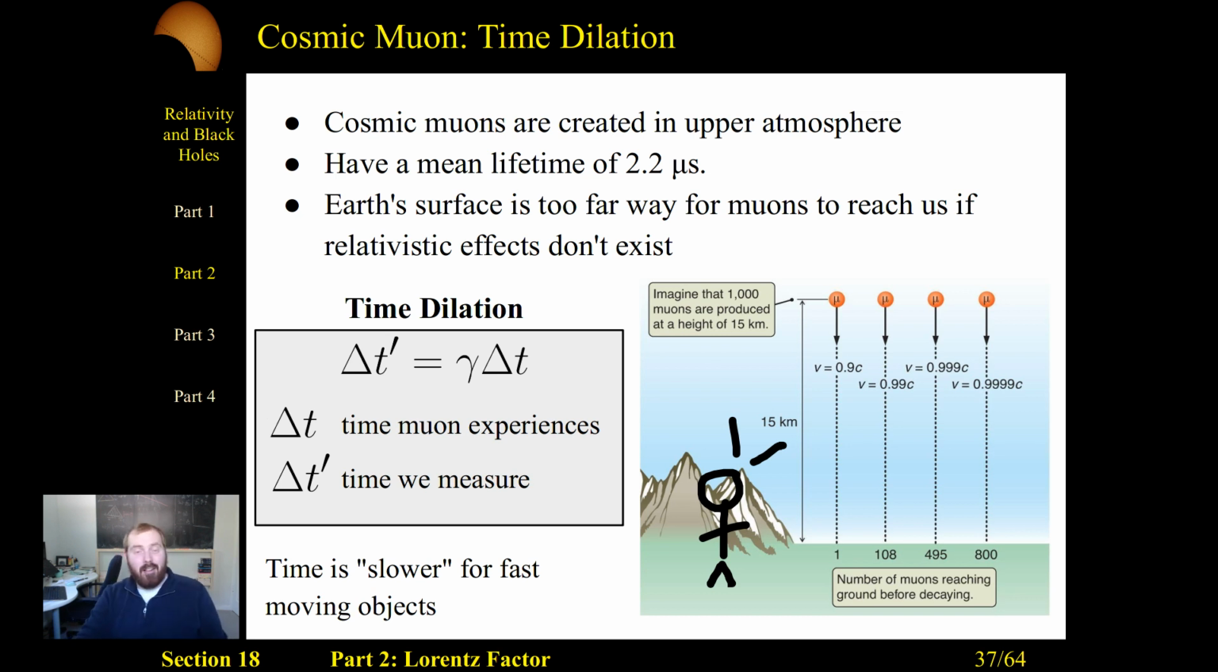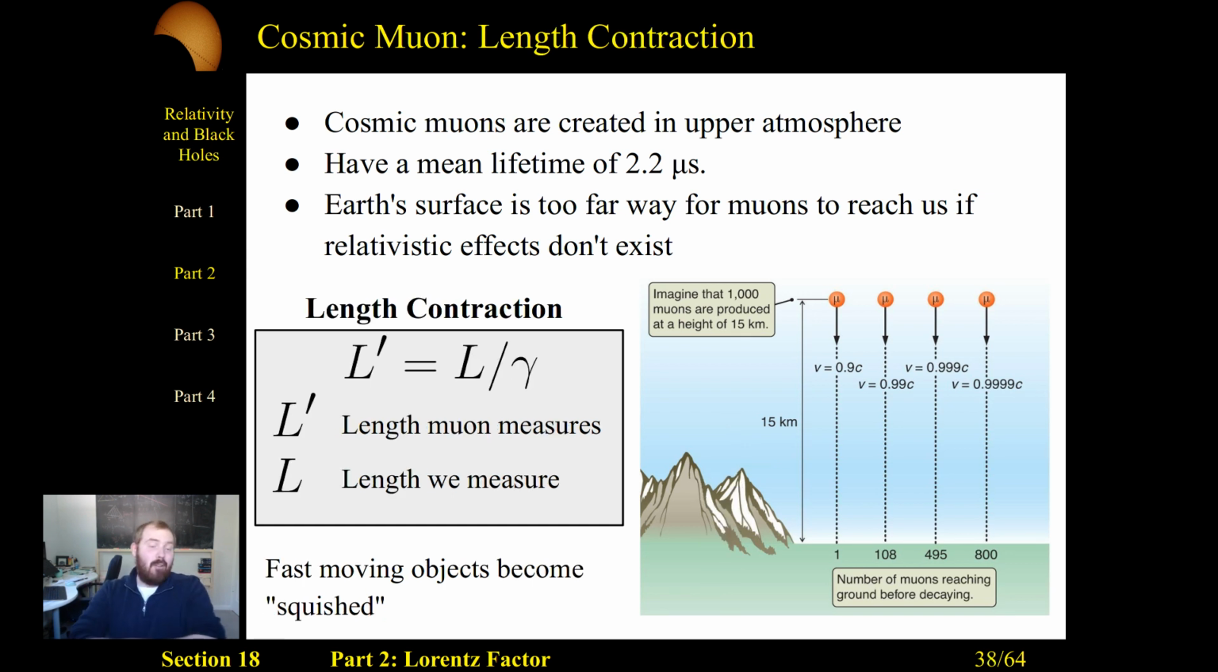Related to this time dilation, think back to that relativistic snake, the length contraction stuff. So the length contraction has a similar formula. Length contraction goes as the proper length divided by the Lorentz factor. And so the way we'd say this is that L prime is the length that the muon measures, whereas L is the length we measure. The muon is in this moving frame relative to ours.